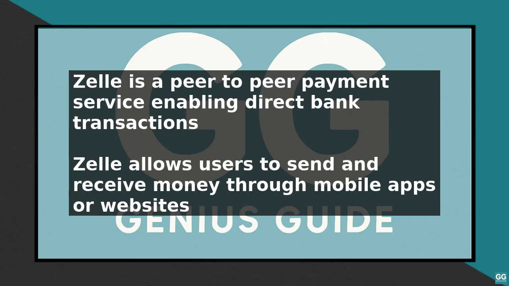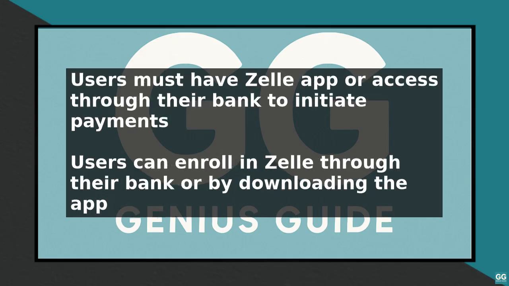To start, Zelle is a peer-to-peer payment service that enables you to send and receive money directly from your bank account. The split payment feature is a useful tool for sharing expenses, such as rent, bills, or dining costs.